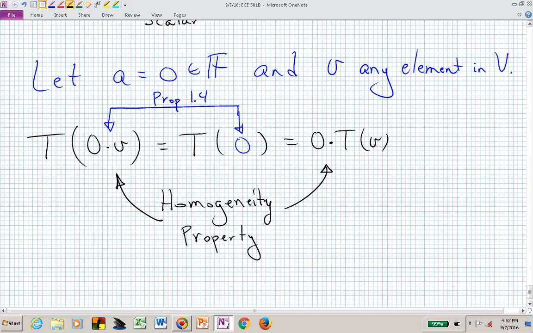But from Proposition 1.4, I can apply that to this. T of v is just a vector, isn't it? And now it's being scaled by the 0 scalar. So what's happening over here? By Prop 1.4, this is 0, isn't it? This is the 0 vector. And this equality is again from Proposition 1.4.